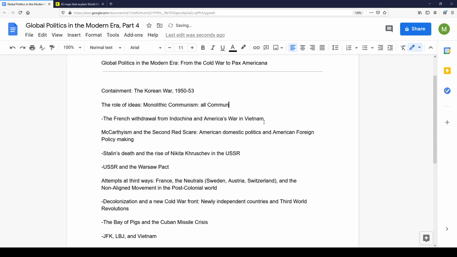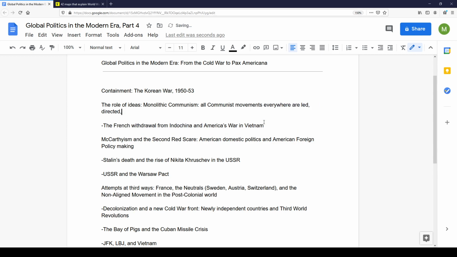Here we go. We'll say all communist movements everywhere are led, directed, and supervised by... Okay, that's the Soviet Union. That was what American policymakers believed was true. Monolithic means all of one. Communism is communism.